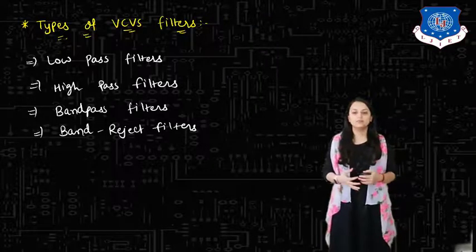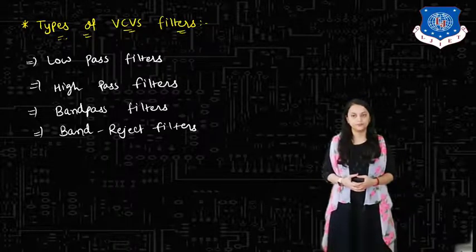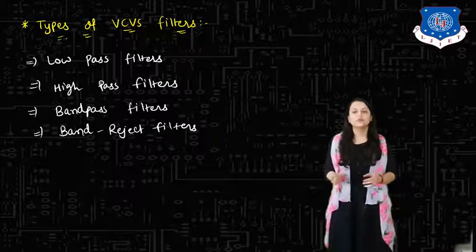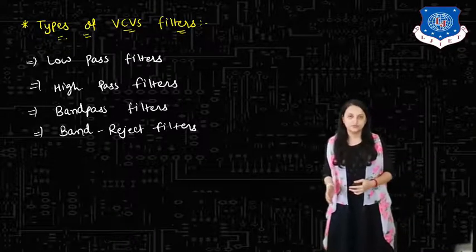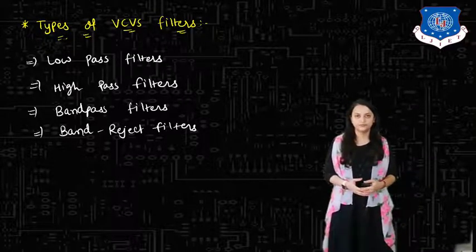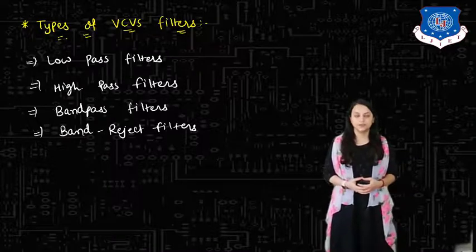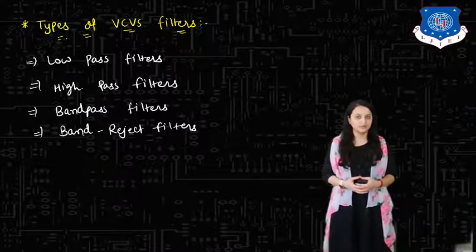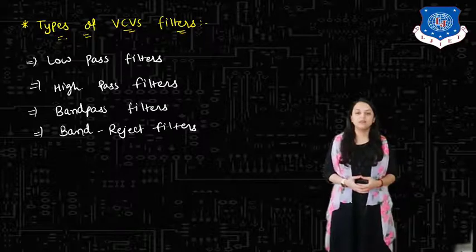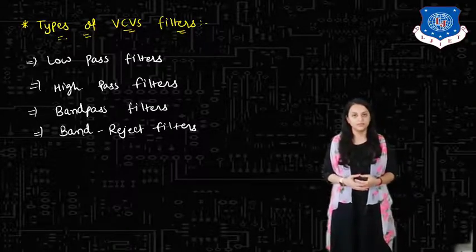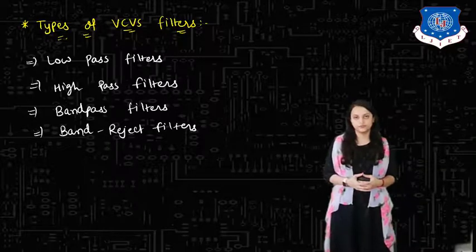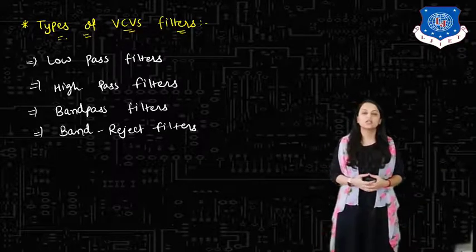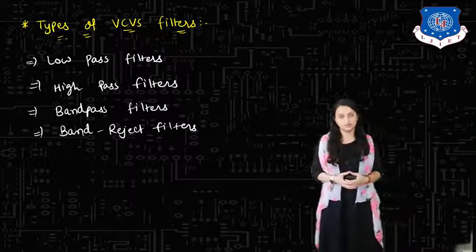Now let us see the types of VCVS filters. There are basically four types of VCVS filters. First one is low pass filter, that is LPF. Second one is high pass filter, that is HPF. Third one is BPF, that is band pass filter. Next is band reject filters. We can also consider another here, all pass filter also.